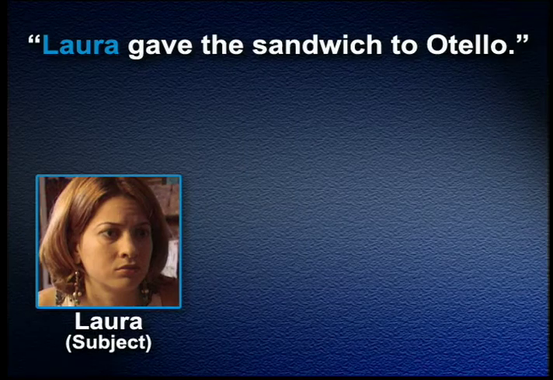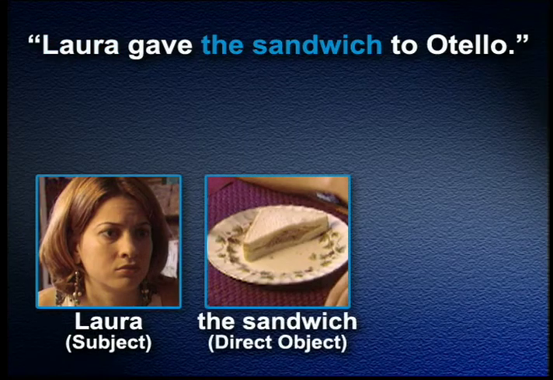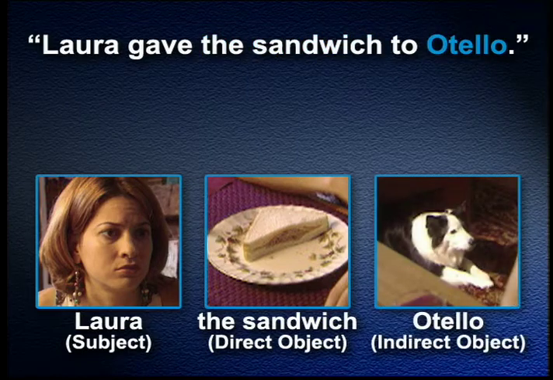When we describe the scene in English, Laura is the subject. She does the giving of the sandwich. The sandwich is the direct object. It is the thing that was given. And Otello is the indirect object, the recipient of the thing that was given.